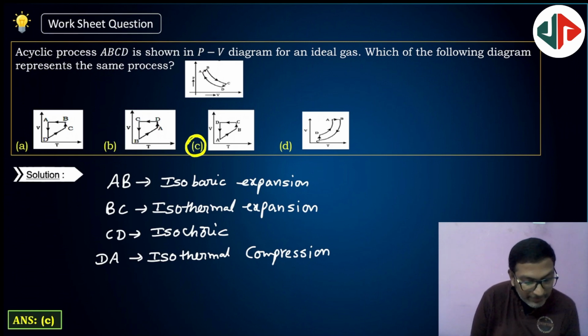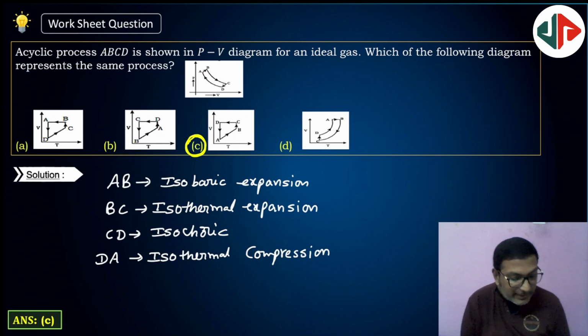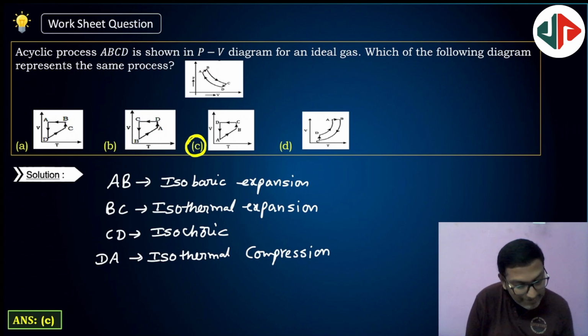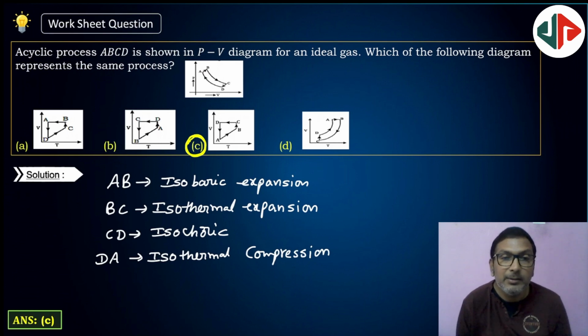AB is isobaric. V proportional to T means isobaric, constant pressure. That means Charles law. Next BC, isothermal, temperature constant. CD, isochoric, volume constant. DA, isothermal compression. So the given diagram and the C diagram are matching. Therefore option C.